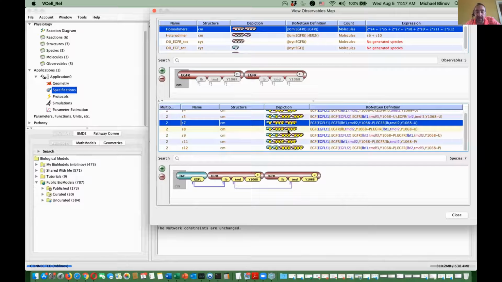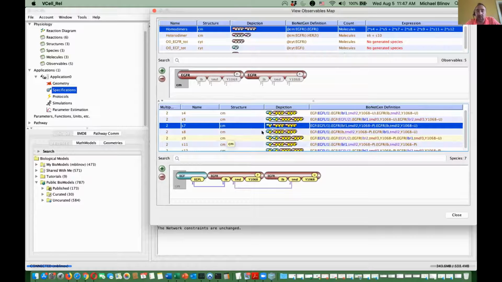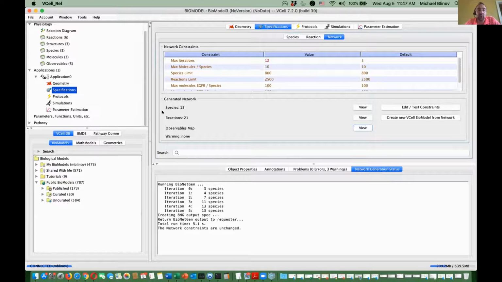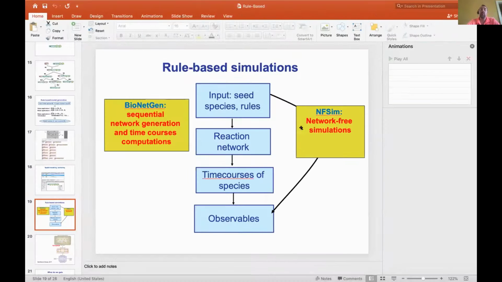So you see you have a lot of different homodimers, but all of them have the same thing in common. They have 2 receptors, and this is what you're interested in. This is what you would like to match to experiments. So BioNetGen generates these homodimers, and then when you do simulations, you can get them. But what NFsim does, network-free simulation, is bypass all these reaction networks, and it immediately gives you the time courses for observables.